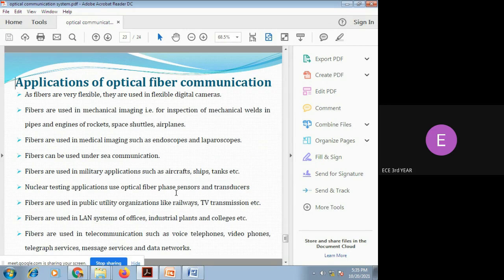Nuclear testing applications, optical fiber phase sensors and transducers. Optical fibers are used in public utility organizations like railways, TV transmission, etc. Fibers are used in the LAN systems of offices, industrial plants, colleges, etc. Fiber optics is used in telecommunication such as voice, telephone, video phones, telegraph service, messaging service, and data networks. These are all the applications of the optical communication system.